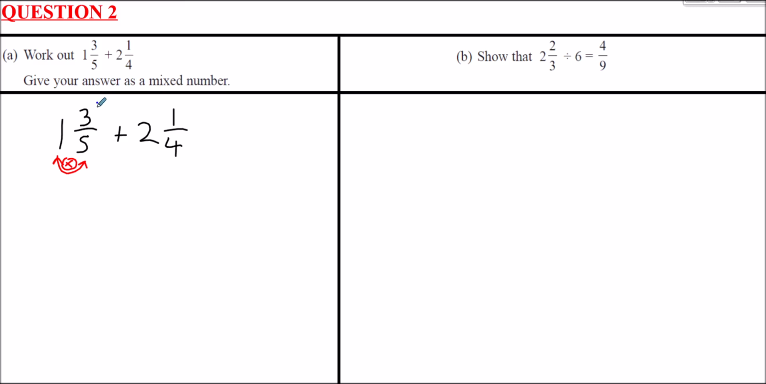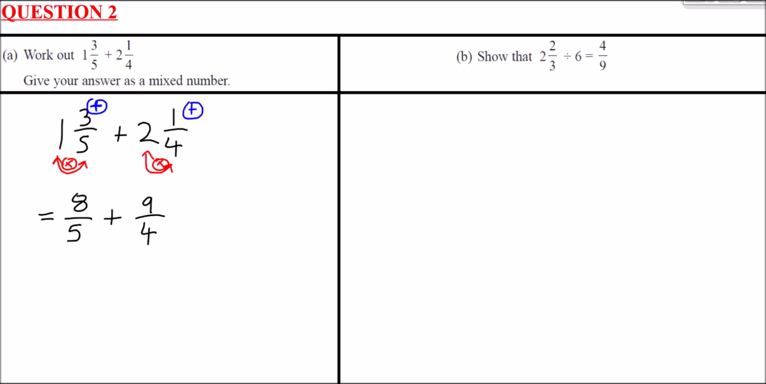So 1 3/5, we take 1 and 5, multiply those together. So 1 times 5 is 5, plus the 3 on top becomes 8/5. We leave the denominator as the same thing as what it was. 2 1/4, we change into a top-heavy fraction the same way. So we do 2 multiplied by 4, which is 8, then add the 1 on the top, which gives us 9. So 2 1/4 becomes 9/4.